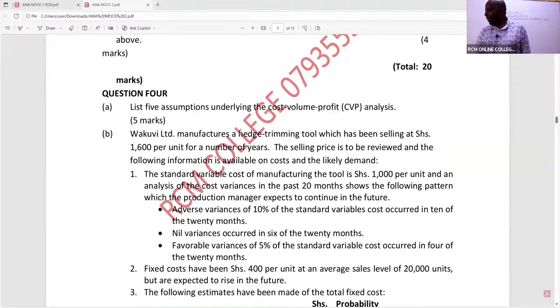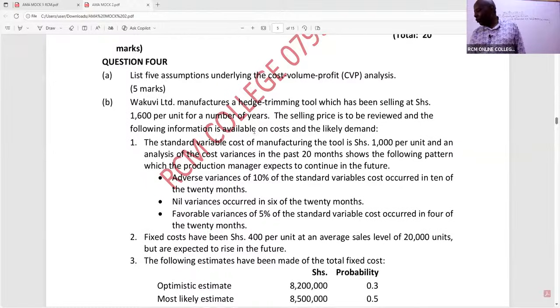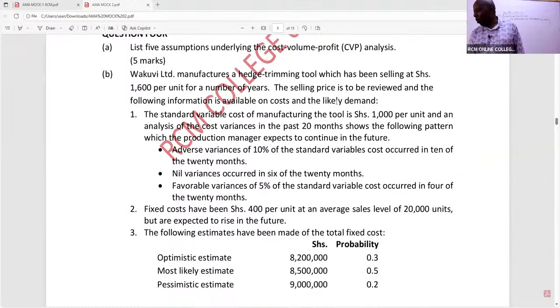So the selling price is to be reviewed and the following information is available on the cost and the likely demand. Number one, the standard variable cost of manufacturing the tool is 1,000. An analysis of the cost variances in the past 20 months shows the following pattern, which the production manager expects to continue in the future.